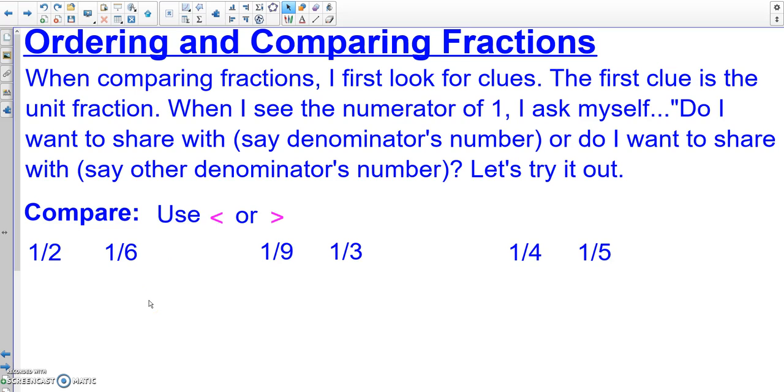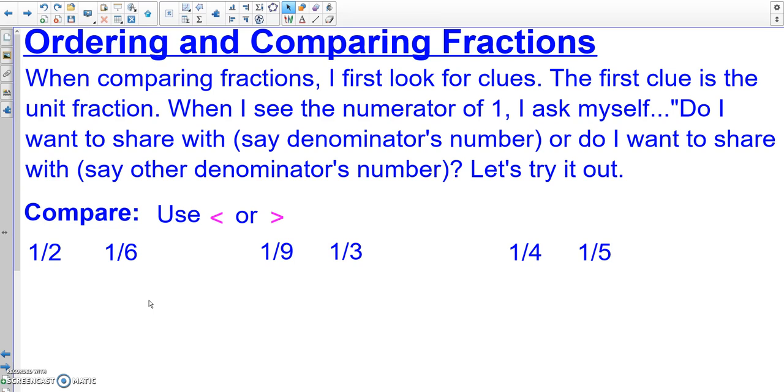When comparing fractions, I first look for clues. The first clue is the unit fraction. When I see that the numerators of the fractions to be compared are ones, I will ask myself, do I want to share with, and then I say the denominator's number, or do I want to share with, and I say the other denominator's number?